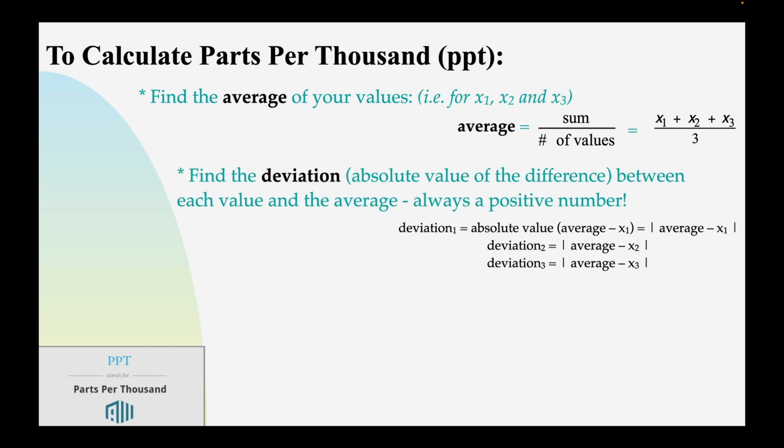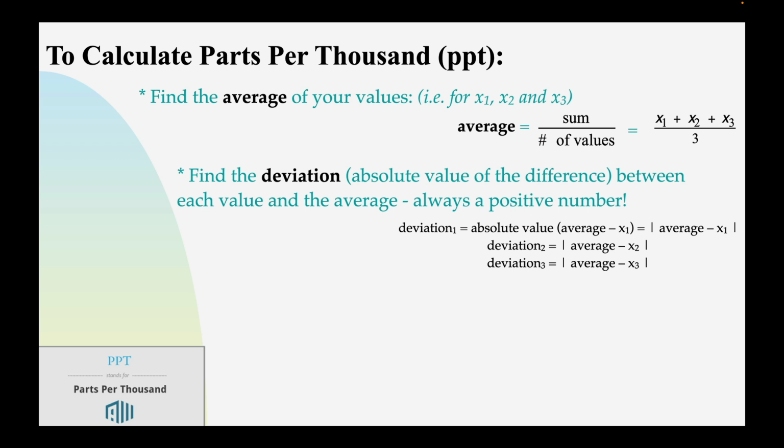The second step of your parts per thousand process would be to find what's called the deviation of your values. And the deviation is the absolute value difference between the average number you just calculated and your individual values. Now, it's important to remember that these will always be positive numbers. You'll never have a negative deviation. So for the first one, you would take the absolute value of the difference between the average number that you calculated minus X1.